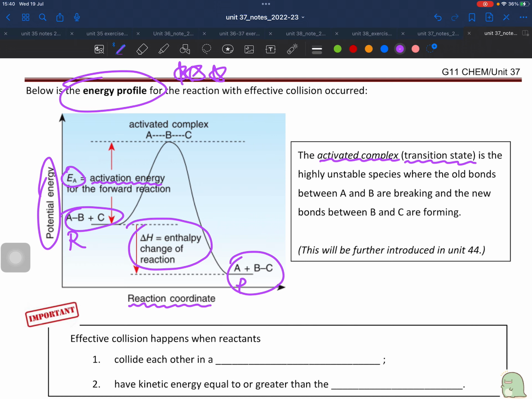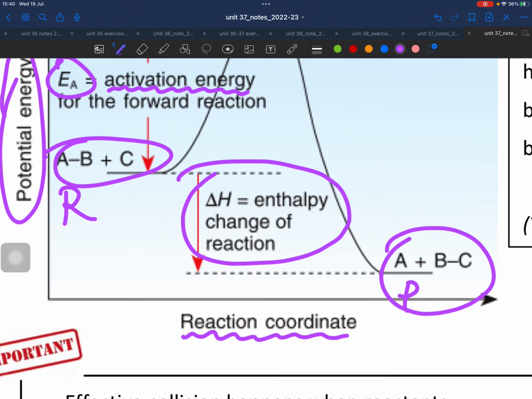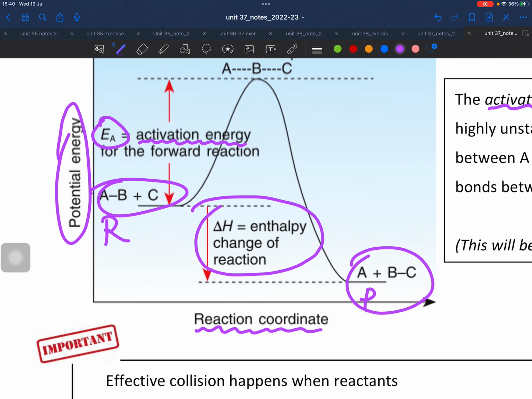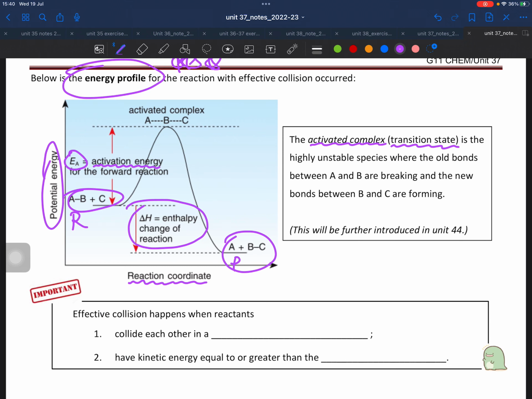So you can see the energy profile is also coherent with what you have learned in Unit 35, Hess's law. You can see the delta H actually has no relationship with the reaction path. I don't care about your activation energy or not. I only care about the position difference between the reactant and product, right? Yes. So this is point 1 for the effective collision. You should have activation energy. You should move fast enough to start a reaction.